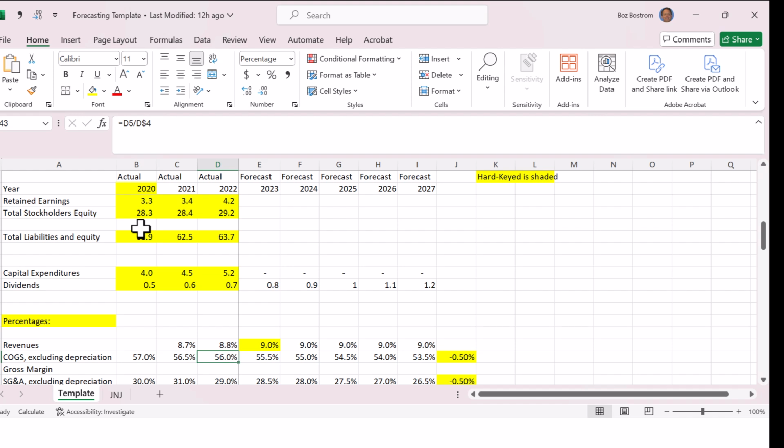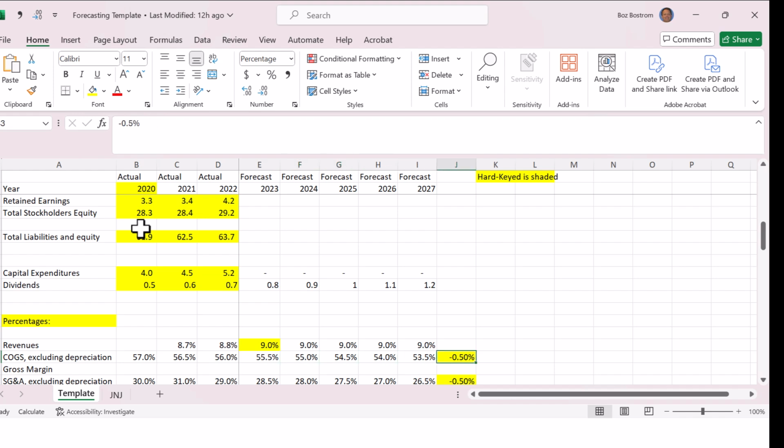So for simplicity, let's also show that decrease where the COGS are going down by 0.5% a year. You can see that I hard keyed in a minus 0.5% right here. And then this formula takes that prior year 56% and adjusts it downward by that 0.5%. And why I did that is because that's a key assumption, right? So I could change this to 0 if I want, and that would now show no efficiencies in COGS.